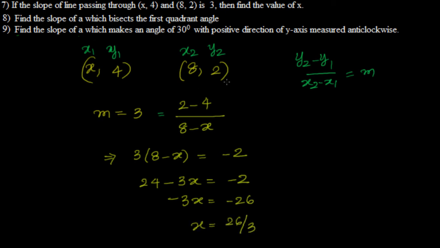If you substitute, 2 minus 4 is minus 2 divided by 8 minus 26 by 3, that is nothing but minus 2 by 3. Simplify, that's nothing but equal to 3. So x value is equal to 26 by 3. Let us solve the next one.